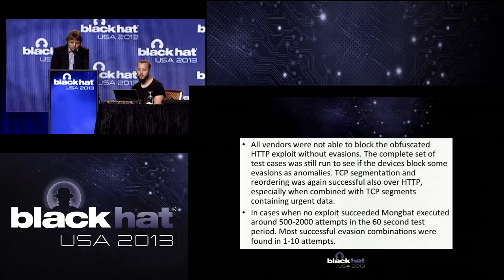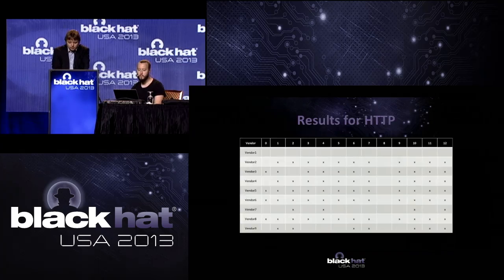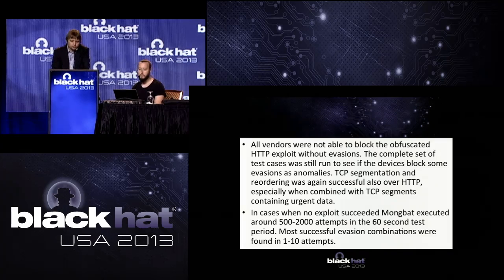And we had the problem that there are some of the vendors that were not able to block the obfuscated HTTP exploits. So when we are using the obfuscated shellcode, some of the vendors failed on that. So we still run the complete set. The reason why some of the vendors are failing in almost every case might be that they wouldn't detect the exploit even without evasions.